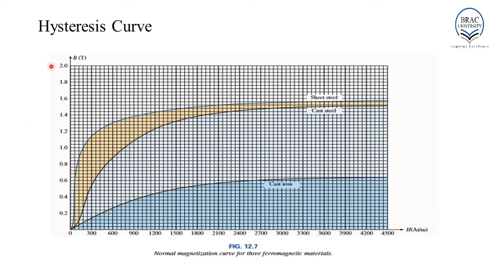A graph of B against H is known as a hysteresis curve or BH curve. The BH curve is specific to a given material. In this figure, there are three hysteresis curves for three different materials: one for sheet steel, one for cast steel, and the other one for cast iron. When we solve problems of magnetic circuits, we will be using the BH curve in each and every problem.